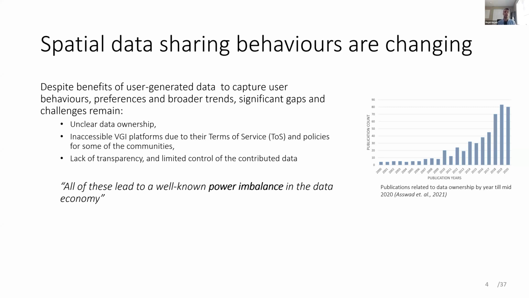And also we have a lack of transparency and limited control of the contributed data, the data that we as individuals and users are sharing. So the whole change and these concerns lead to a kind of power imbalance in the data economy. If you look at the chart on the right side, we can see an increased number of research about data ownership and concerns related to data ownership over the past few years. We have this social change happening, and it's also a social-technological change that is happening.